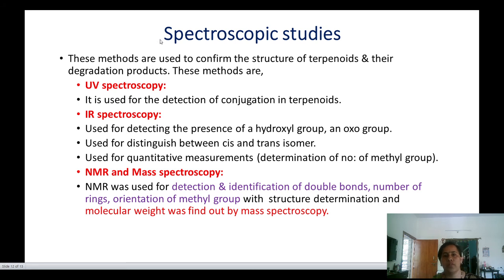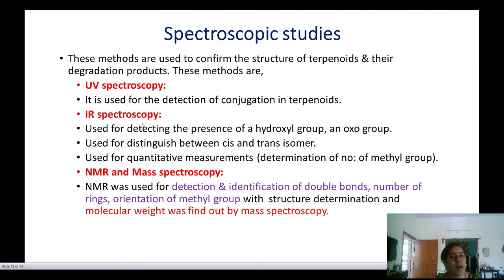Next, spectroscopy studies. These spectroscopy methods are used to confirm the structure of terpenoids and their degradation products. First is UV spectroscopy. It is used for the detection of conjugation in terpenoids. Also, it is used for differentiating between cis and trans isomers, as the trans isomer has a higher lambda max value.